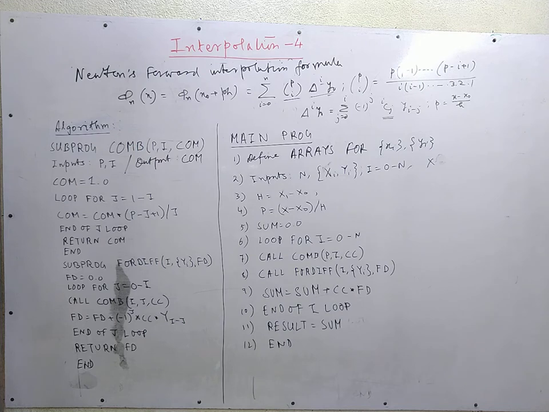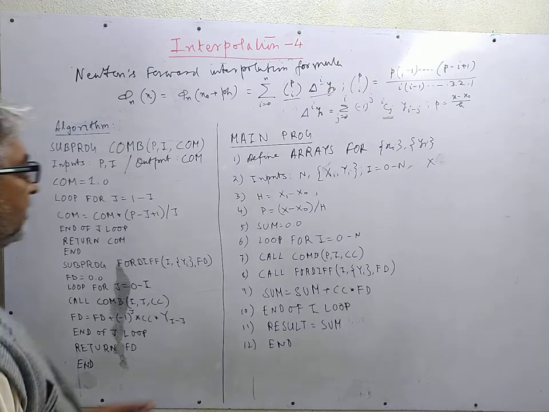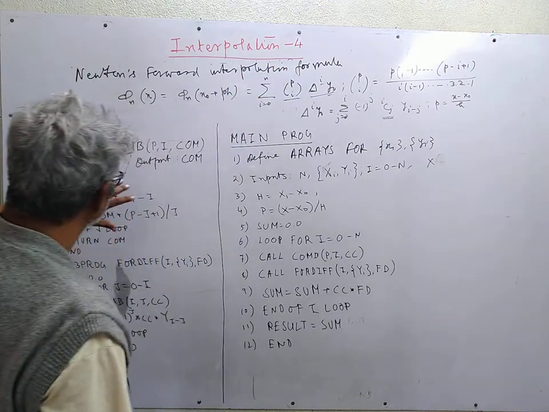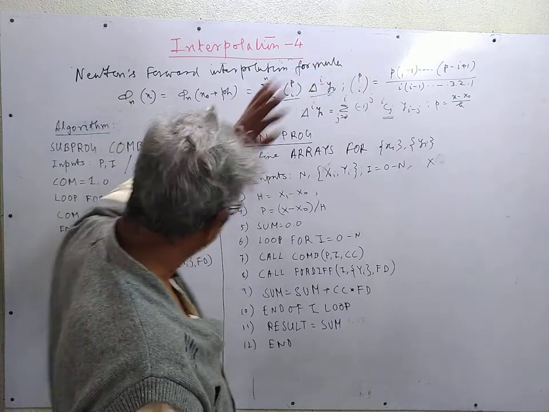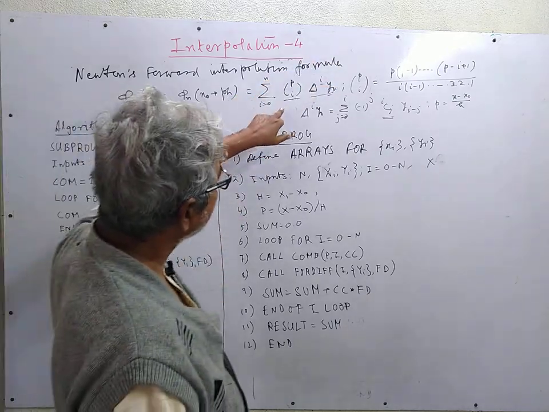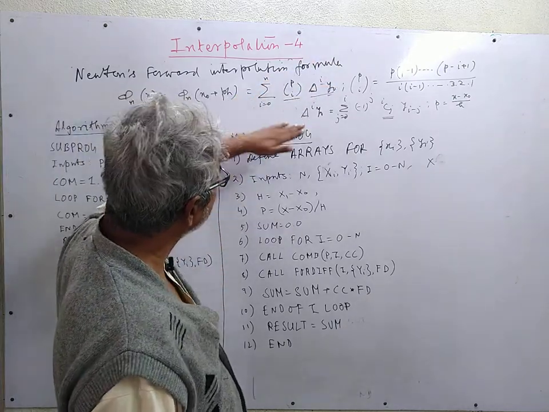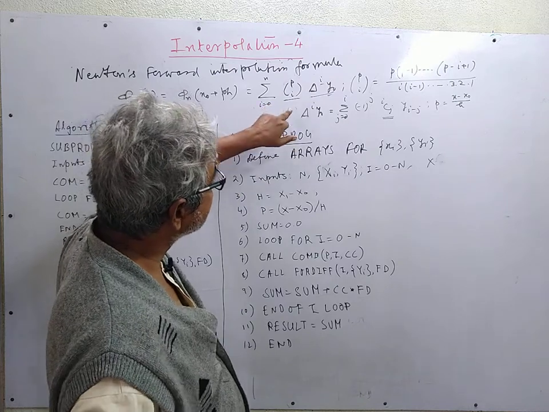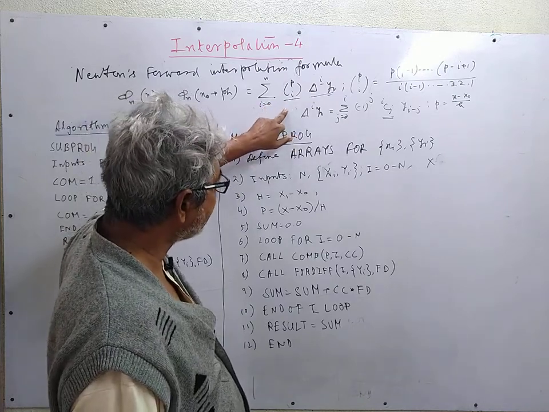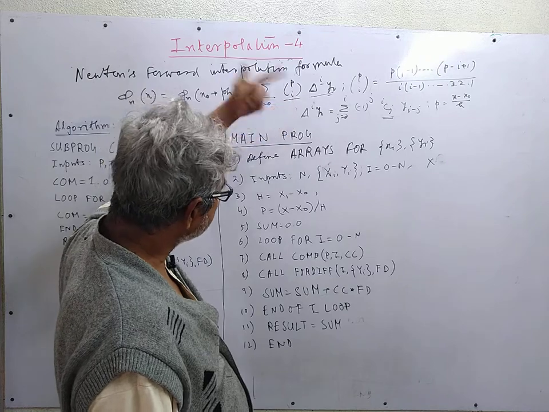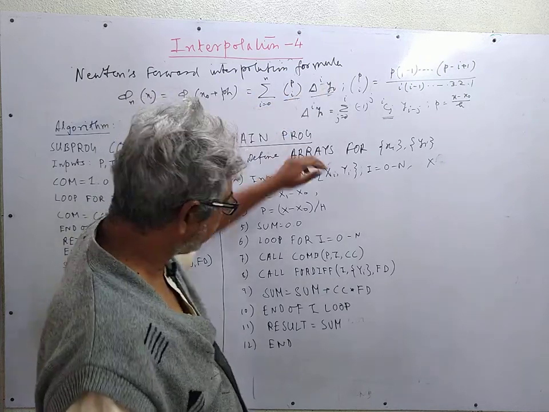Here I have deliberately used the subprogram technique so that the modulation within a particular part gets as simplified as possible. Here we first have calculated the combination symbol in this subprogram, then forward difference in this subprogram, and in the main program we have just considered the program for calculating the sum of the product of two things.